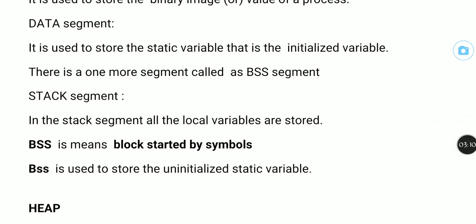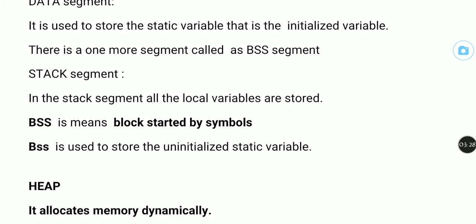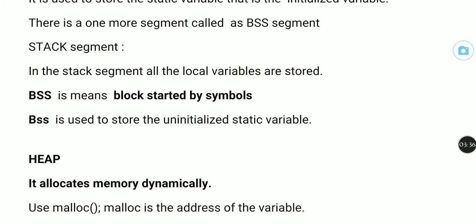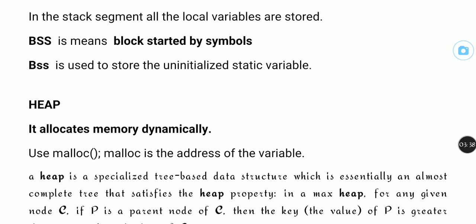The data segment is used to store the static variable that has an initialized value. There is one more segment called the BSS segment. BSS stands for block started by symbol. In the stack segment, all the local variables are stored. BSS is used to store the uninitialized static variables.